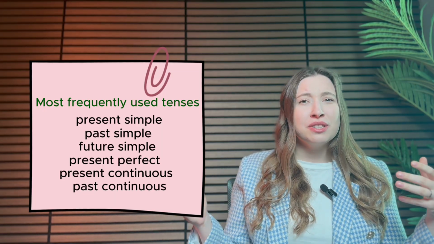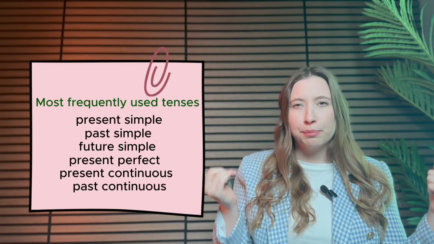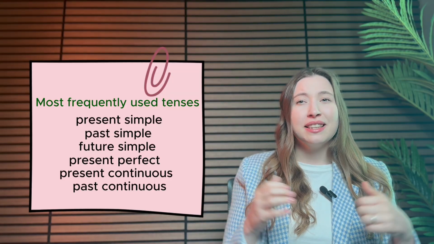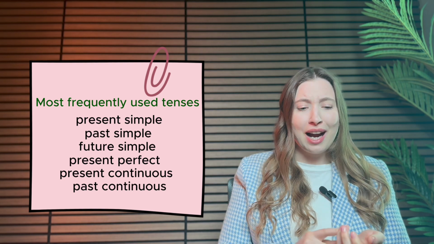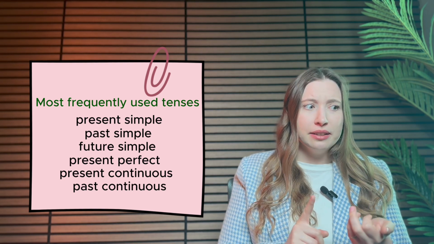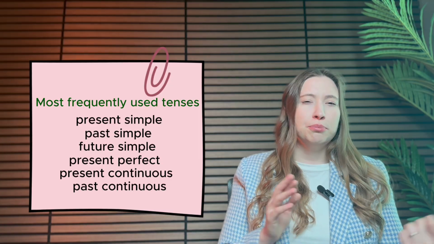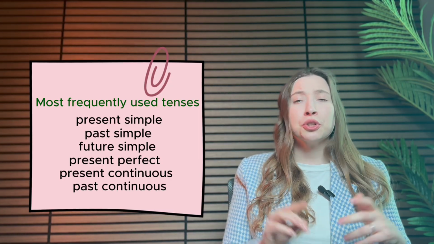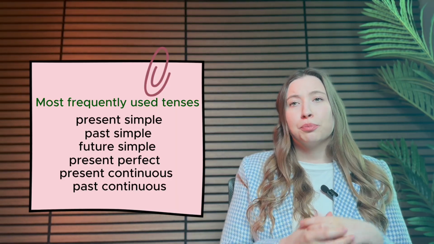I know people often say just 5: present simple, past simple, future simple, present perfect, present continuous. A lot of people don't usually include past continuous in that, but I've actually noticed that past continuous is very frequently used. I use it all the time. A lot of people around me use it all the time. You can very frequently hear it in movies, TV shows. So it is quite frequently used. Of course, it's not going to be used as frequently as present continuous, but it's still pretty frequent.